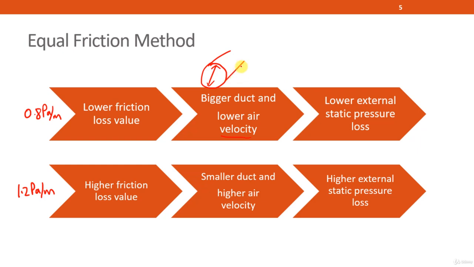You have to upsize your duct, and you will have a higher capital cost, compared to choosing a bigger friction loss value where you will get a smaller duct. But that of course will cause a higher air velocity, which in turn will cause higher static pressure loss, which means the AHU fan will have to work a little bit harder in order to transport the air through the smaller ducting network.